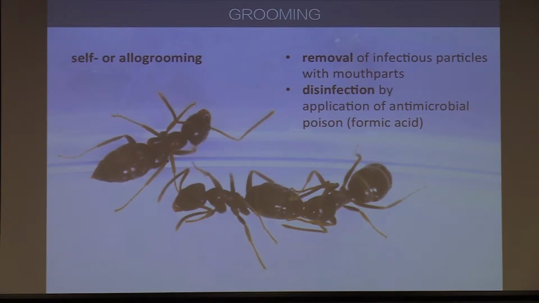And there is also a lot of chemical disinfection going on, not only mechanical removal of the spores. They apply their poison, which in these ants contains formic acid, a strong antimicrobially active compound that they really spray on these individuals, and they take it up into their mouth and directly apply it during grooming. So this is very effective.